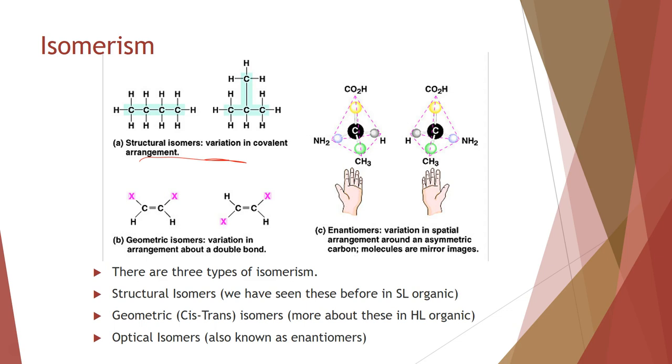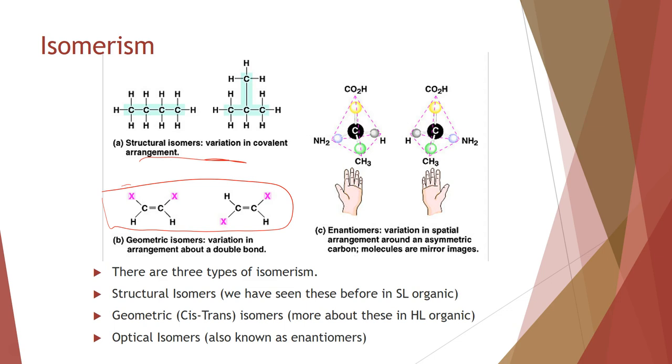Geometric isomers are cis and trans, and we will see these again in higher level organics, so we're not going to look at them in detail here now, but they are a type of isomer that we will come into contact with later. And then also optical isomers, which are enantiomers, and that's what we're going to look at as the focus of this video.